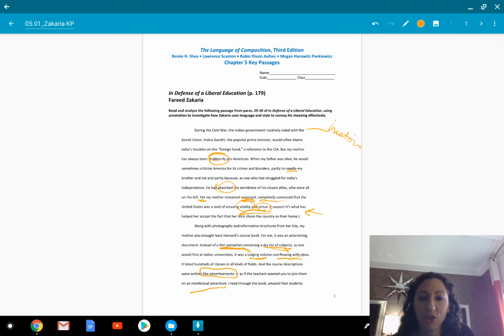And I like that he describes the intellectual adventure, right? That metaphor of education as a journey, as learning as a journey. And then we come back to his personal experience, right? I read through the book. This was something that, and also connects up here where he says, for me. So he is putting this experience, he's very clearly making this about his own experience. So there's that element of ethos here, that he is an authority. He can speak to the attraction of liberal arts because he himself has experienced it.